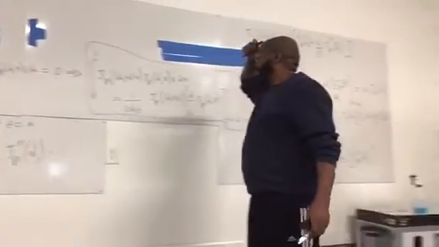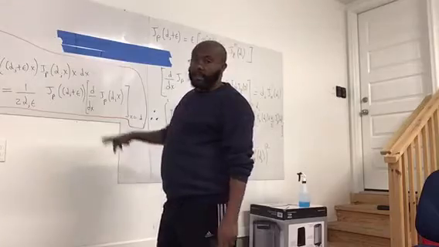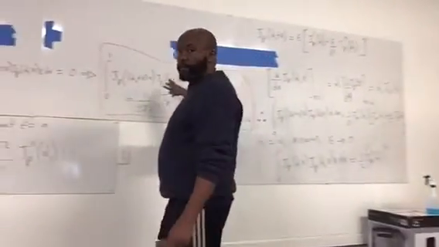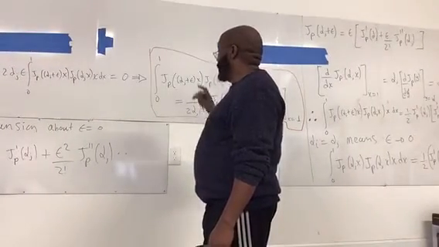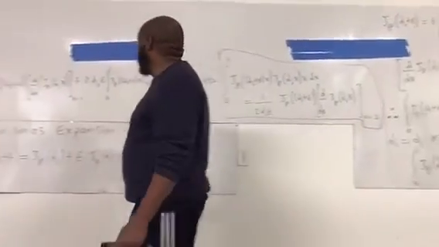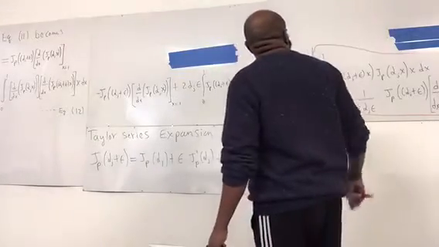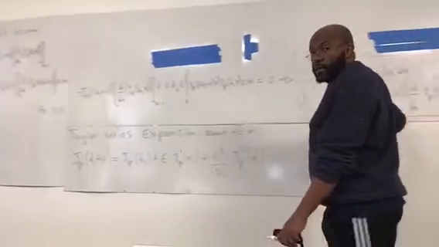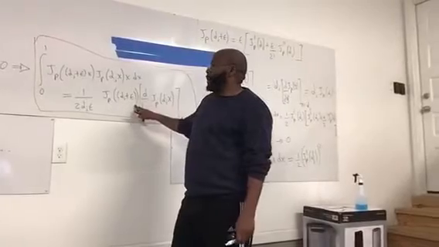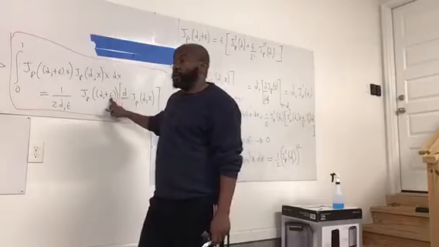So we want to simplify this equation. How do we do that? For that, I'm going to take you back to the note. We need to apply a Taylor series expansion for this part of the function. For this, we make a Taylor series expansion about epsilon equals 0.